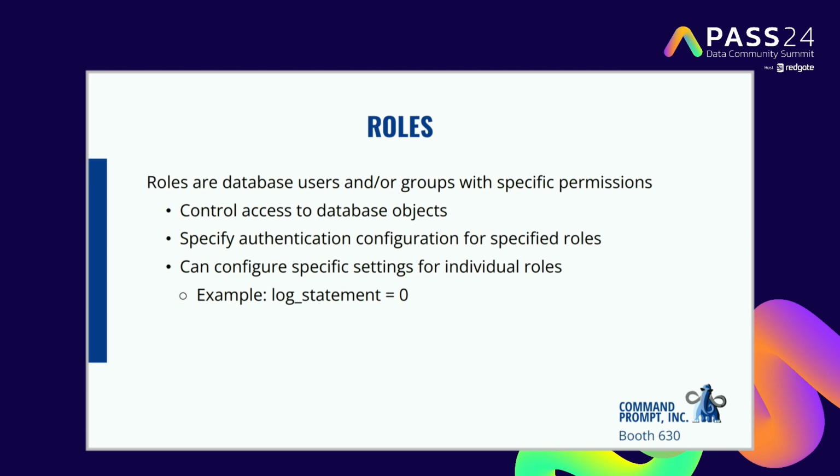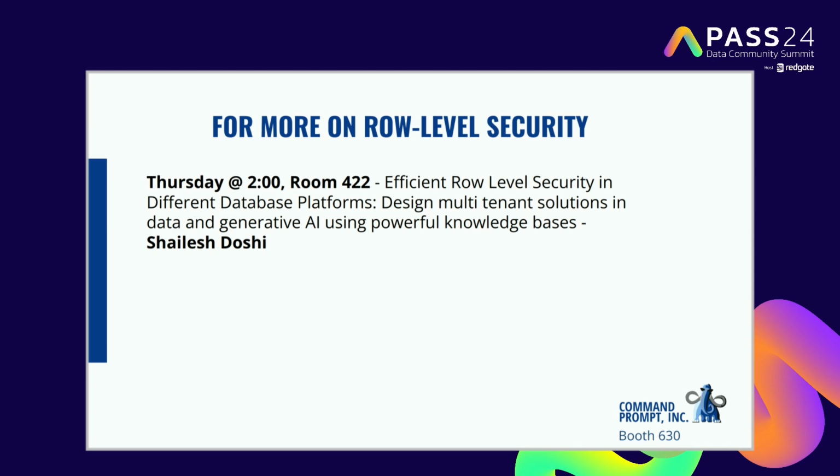Okay, so the roles. These are the users and/or groups with specific permissions. You can control access to database objects very specifically, as well as specify authentication configuration for those roles. You can also configure very specific settings, like log_statement 0, for example, which for a role will log everything that role does, not just anything that passed a certain threshold. If you're interested in more on roles and users, there is a presentation on row-level security here.